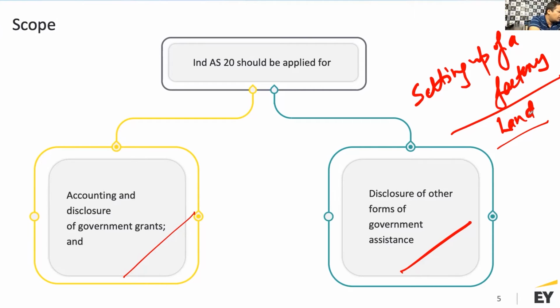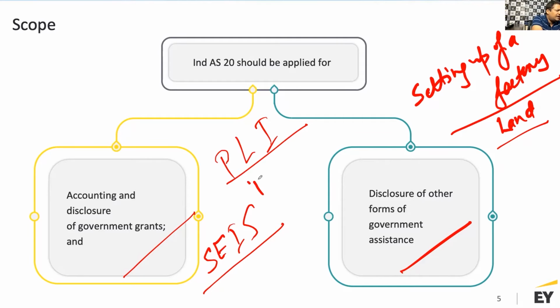We see government giving grants in the form of what is commonly understood as SEIS, which is nothing but the Service Export Incentive Scheme. So if you're doing an export of services, the government also incentivizes industry. Very recently, I'm sure a lot of you thought about it or read about it, is this whole PLI scheme, which is the Production Linked Incentive. So that's also a form of a government grant.